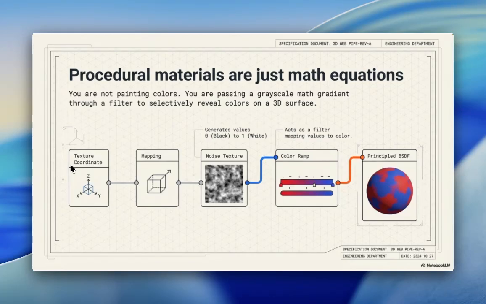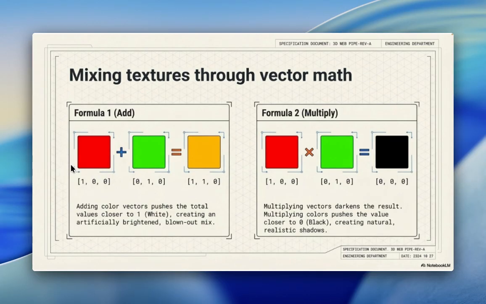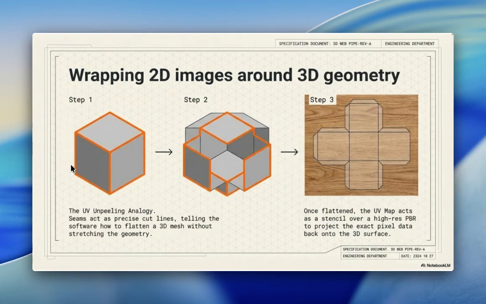You have a gradient that generates values from 0 black to 1 white. You have a noise texture acting as a filter, mapping values to a color ramp into the Principled BSDF. Mixing textures through the vector formula: add, 1 plus 1. Adding color vectors pushes the total value closer to 1, creating an artificially brightened, blown out look. Mix formula: multiply, 1 times 1. Multiplying vectors darkens the result. Multiplying pushes the value closer to 0, creating natural realistic shadows.